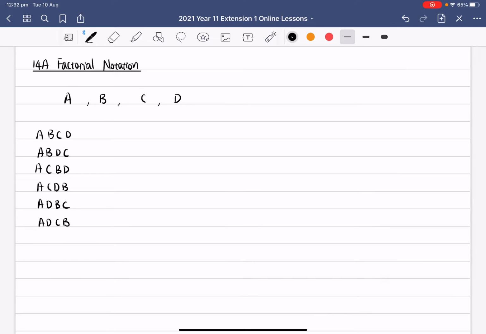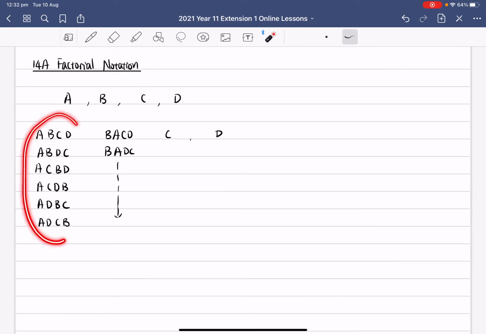All right, and then we can continue the process by having B as the first letter. So BACD, BADC, and then, as you can see, we can continue the process. Then we can move on to C as the first letter, and then D as the first letter. All right, so now if you look at this, for each of these arrangements, if we start with the letter A, we've got 6 different arrangements here. Then if we start with letter B, we should have another 6 of them. The same applies to C and D as the beginning letter here.